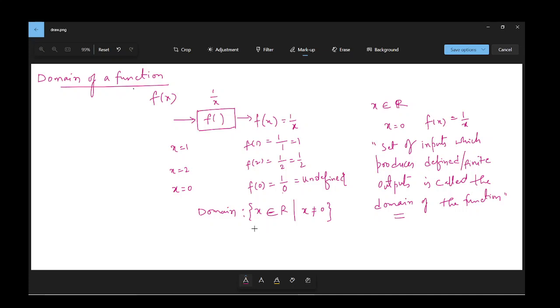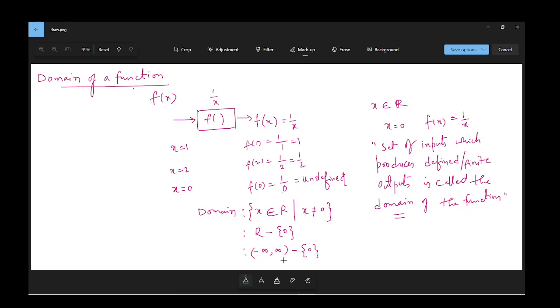There are many other ways to represent the domain. You can write it like this: this is the set of real numbers except 0. Or we can write minus infinity to plus infinity, any number except 0. These are the many ways to represent a domain.